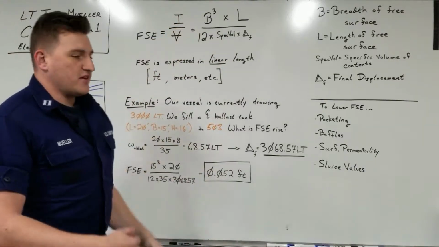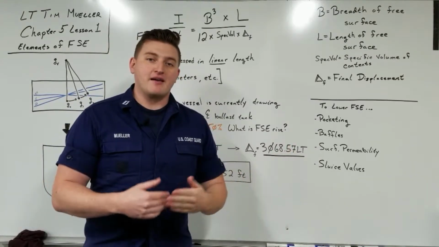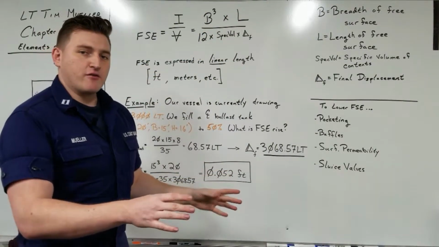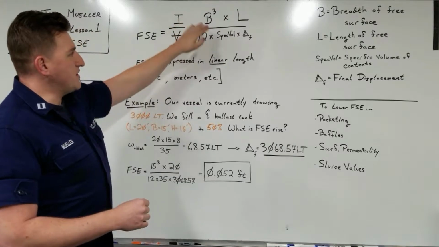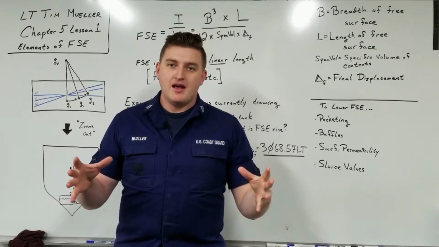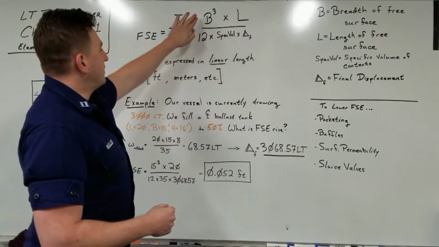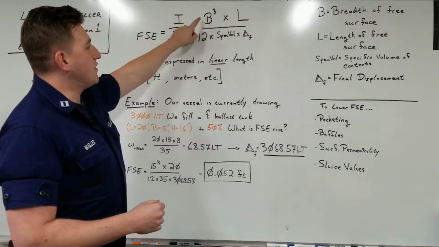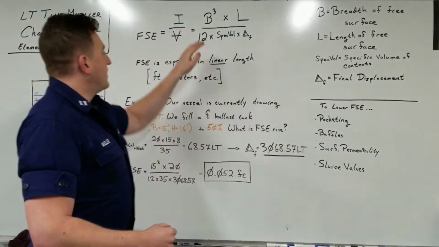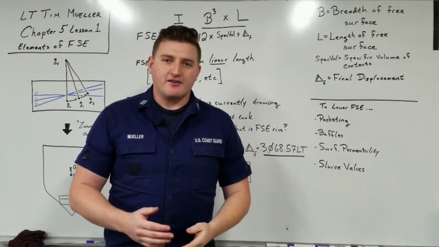B cubed. This means that we're taking B, the width of the tank, or sorry, the width of the free surface, multiplying it by itself 3 times. And we're also multiplying it by its length longitudinally. However, we're only multiplying by it once, which means that if we double the width of the free surface that we're talking about, then we're actually increasing our free surface effect by a factor of 8 because we're multiplying B by itself 3 times. So if we double B, we just have 2 times 2 times 2, which gives us 8. So we know that B, because it's cubed, is the most influential factor in free surface effect.